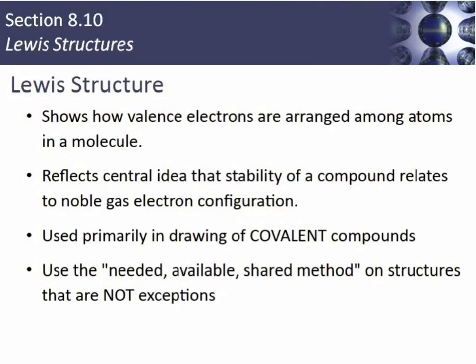And what we're going to use is called the needed available shared method. So the electrons needed to make it happy, what is available, and then how many are going to be shared. And that is going to give us the number of bonds in our atom. So you're going to see me writing it like this. Needed available shared.